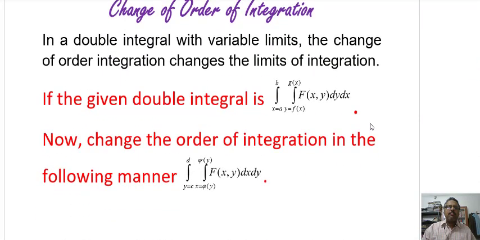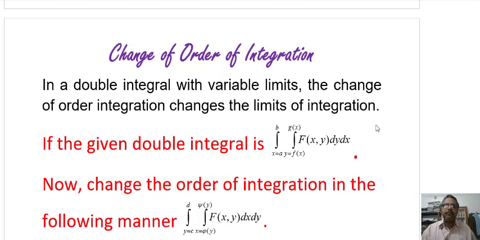So now what is change of order of integration? We have a double integral, x is a to b, y is some function f of x to some function g of x, f of x dy dx. In this integral, first integrate with respect to y, then integrate with respect to x. This is the double integral.